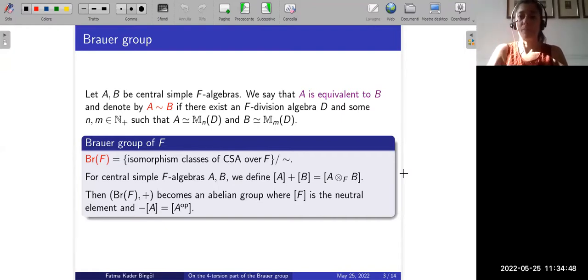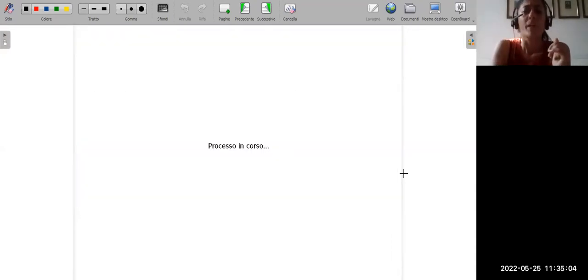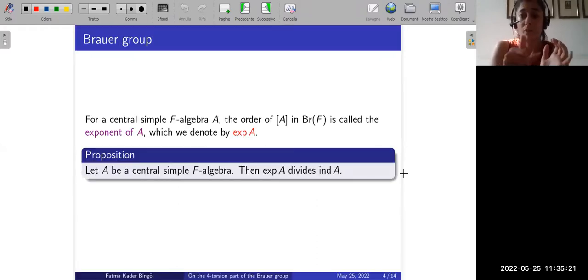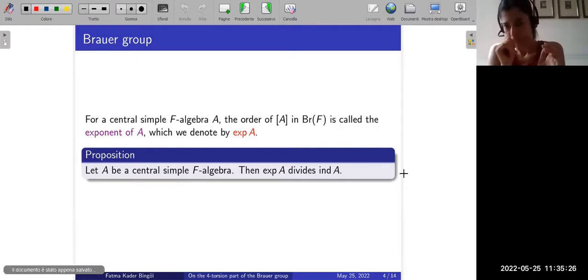So this gives you a group structure, and since the tensor product is commutative, it gives an abelian group structure on this set, where the neutral element is given by the class of the matrix algebras over F, that is represented by F, and the inverse of the class of A is the class of its opposite algebra. Good. So the order of a class of a central simple algebra A in the Brauer group is called the exponent of A, and this is how we denote it. It is well known that the Brauer group is actually a torsion abelian group. Indeed, for a central simple F-algebra A, the exponent of A divides its index.